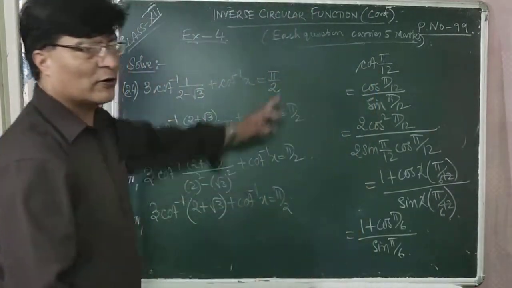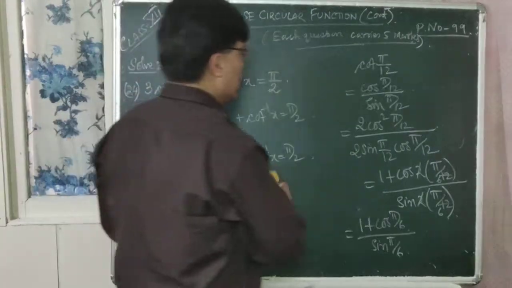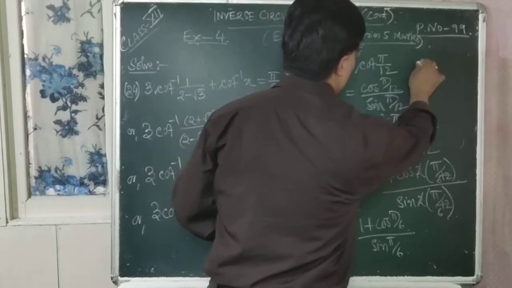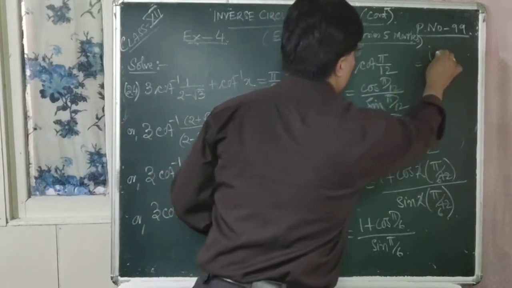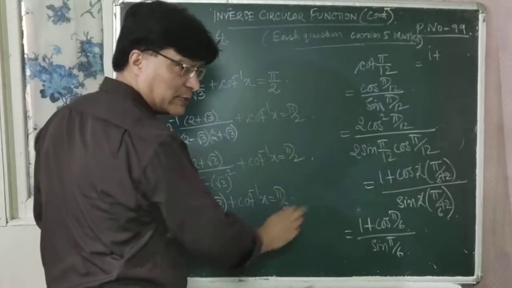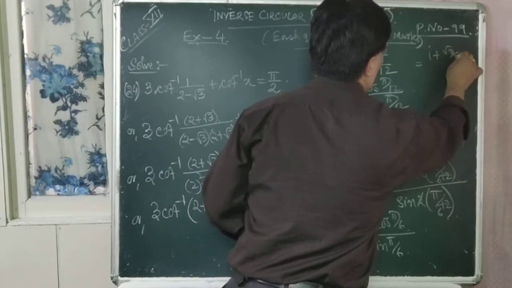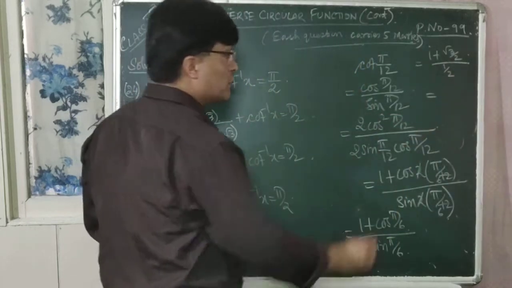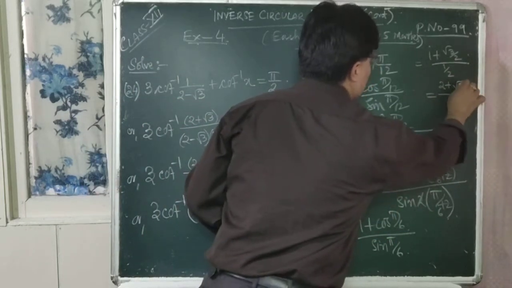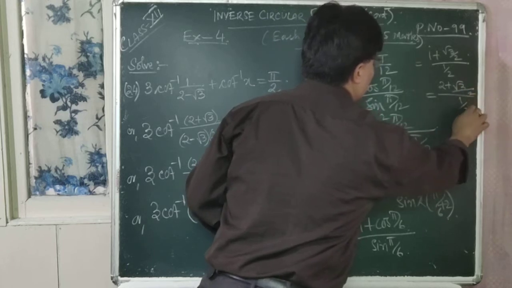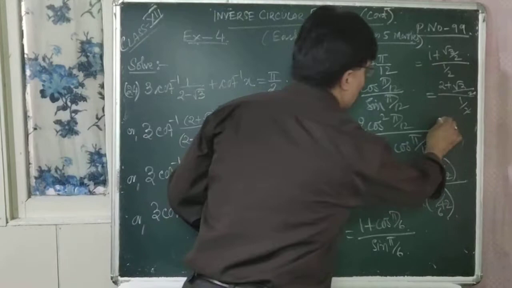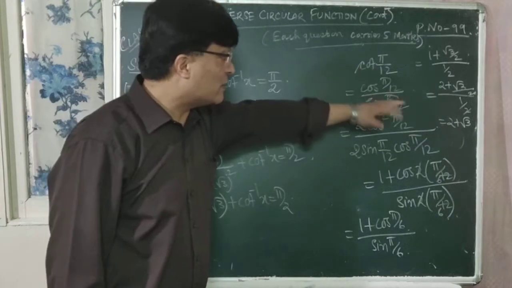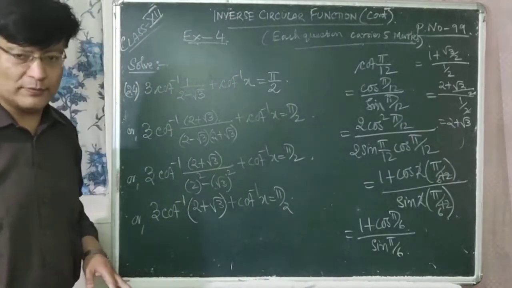That means we are getting the value for cot pi by 12, right? Now in the next step, which is equal to 1 plus, what is cos 30 degree? Pi by 6 is 30 degree, cos 30 degree is root 3 by 2, divided by, what is sin 30? It is half, right? If we simplify it, what do we get? 2 plus root 3 whole divided by 2, divided by half. The 2 cancels, which is equal to, how much is it now? 2 plus root 3. That is, cot of which angle is 2 plus root 3? It is cot pi by 12.